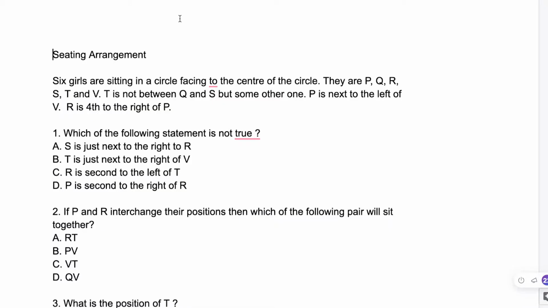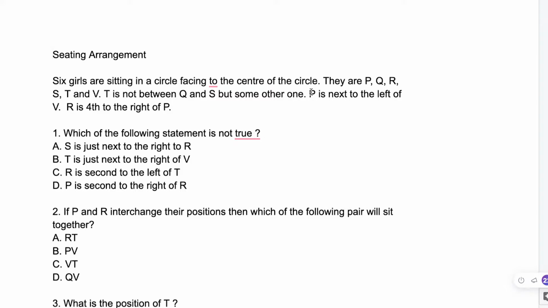Okay, so now that we have our 6 girls here, we know that they are P, Q, R, S, T, and V. They tell us T is not between Q and S, but some other one. Now this sentence is going to be really important for the future because of 2 things. It tells us that T is not in between Q and S, and it also tells us that Q and S are not going to be adjacent to each other, because it says but some other one, which means that some other girl will be in between Q and S. But right now we won't put this onto our diagram just yet.